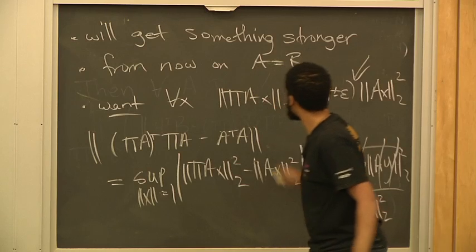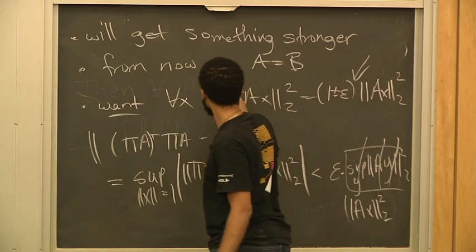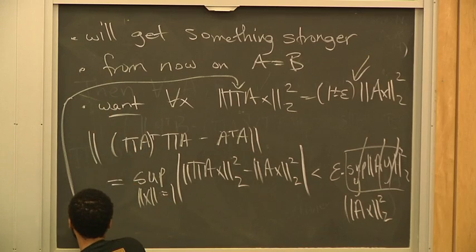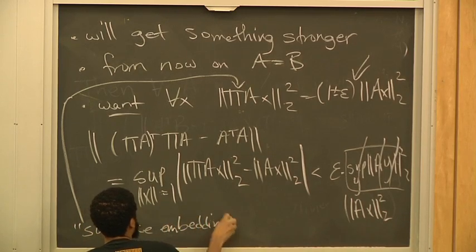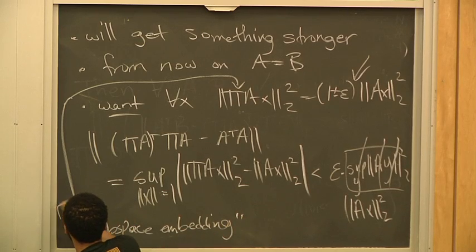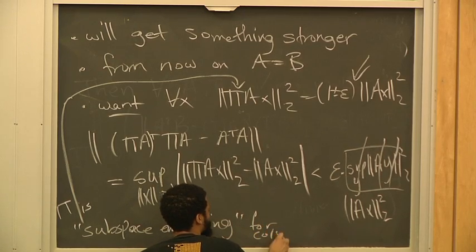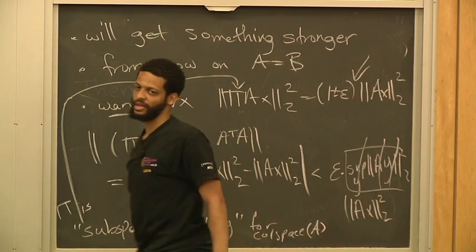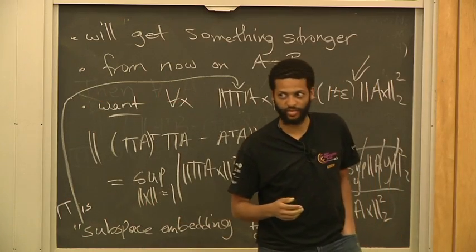Okay. And by the way, such a pi is called a subspace embedding. Let me write this down. Subspace embedding. So pi is a subspace embedding for the column space of A. And we're going to see that that's going to be important for a lot of problems, like speeding up least squares regression and PCA and lots of problems.